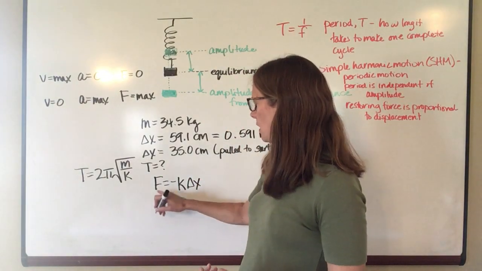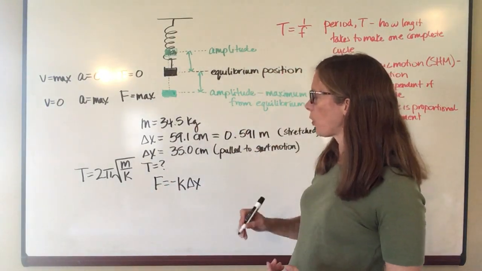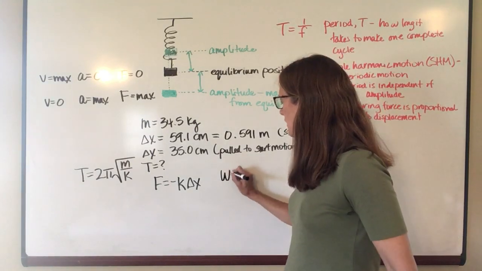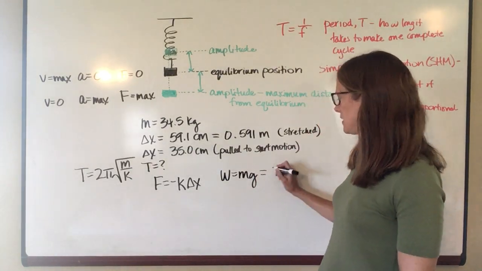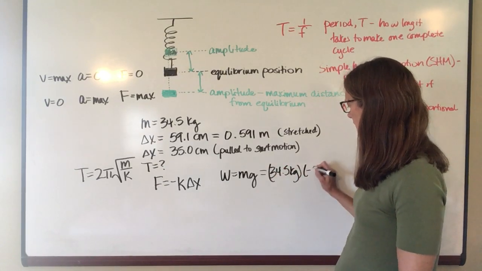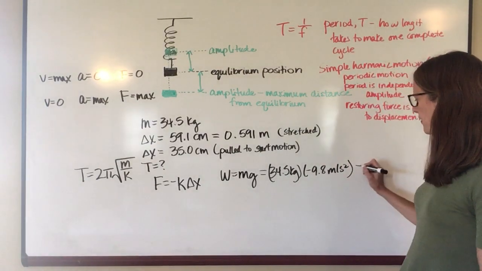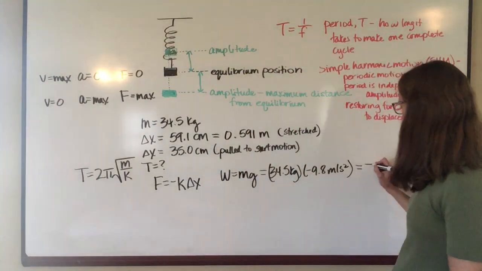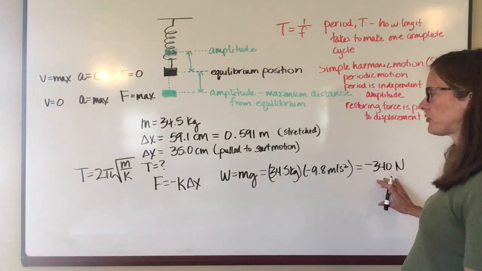How do I get what this force is? Well, we talked about this before. We said the force is going to be equal to the weight. So the weight is equal to the mass times the gravity. So the mass is 34.5 kilograms times gravity, which is a negative 9.8 meters per second squared. And that is going to give me a negative 340 newtons. Okay, so weight is negative 340 newtons.